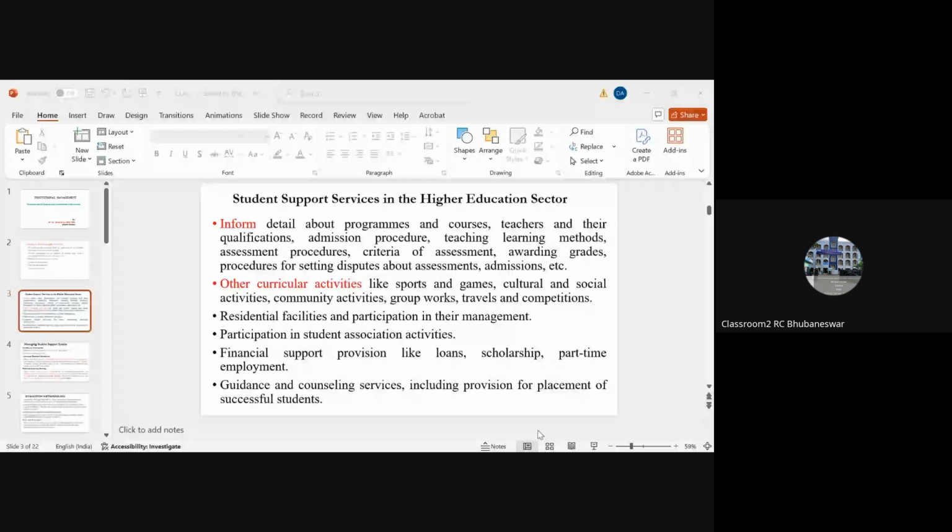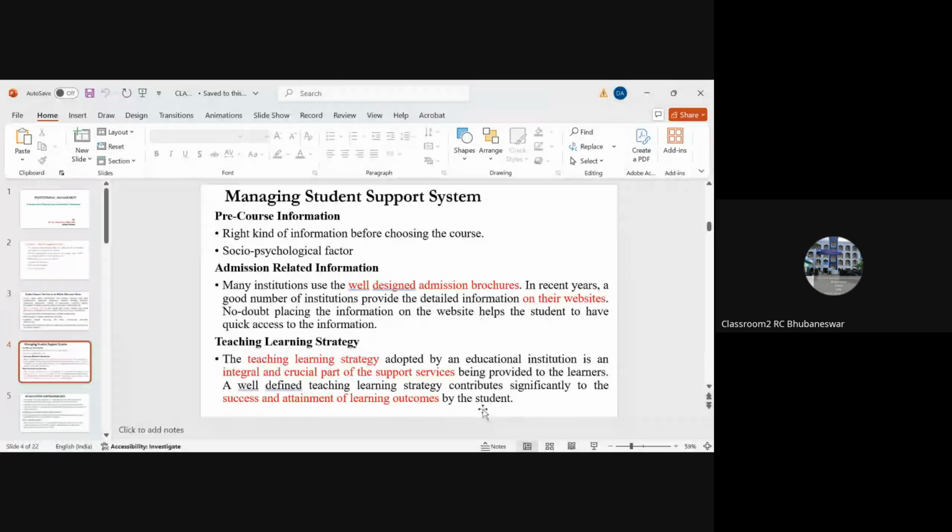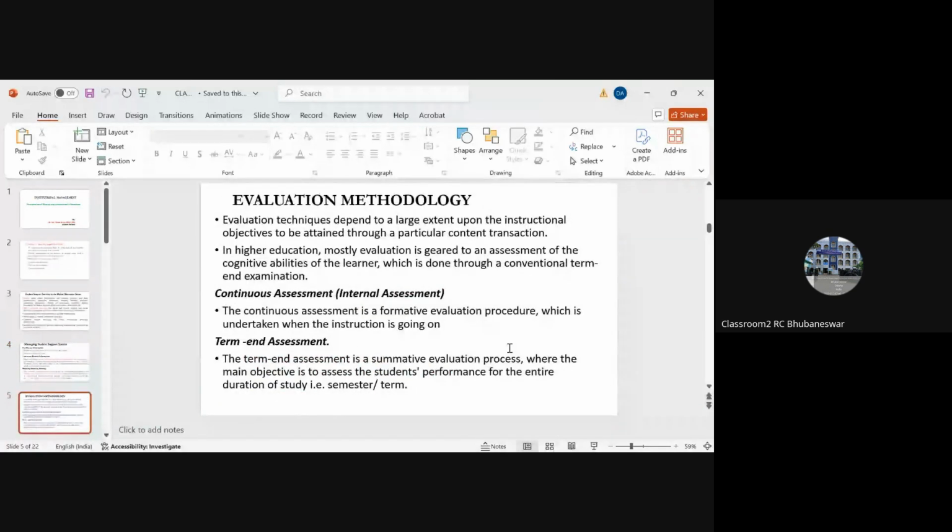With all these facilities, guidance and counseling service including provision for placement of successful students also come under student support service in the higher education sector. In addition to this, in managing the student support system, one is pre-course information, admission related information, and teaching learning strategies. Then the evaluation method. There are two types of evaluation methodology, one is internal assessment, another is term end assessment.